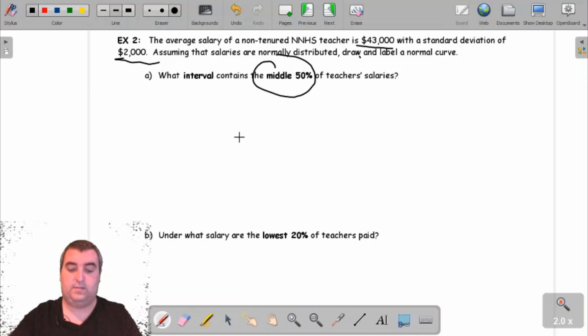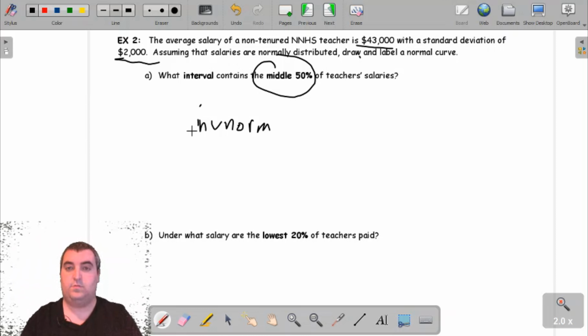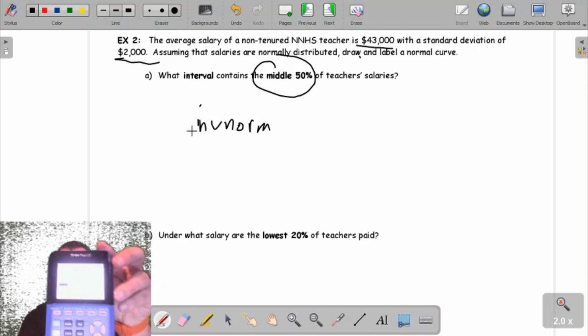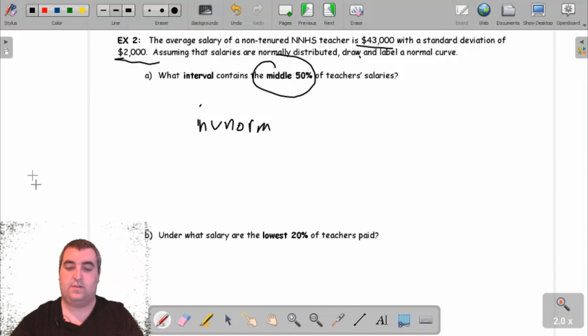So once again, I'm going to do it with my calculator because it's what I have available to me. So I'm going to say second distribution, inverse norm. And the nice thing with the new ones is you literally type in 0.5 for 50%, type in your new mu, so 43,000, type in your standard deviation, your sigma, and then select center if it's not already selected, and you'll have it look like this, and you hit enter, enter again.